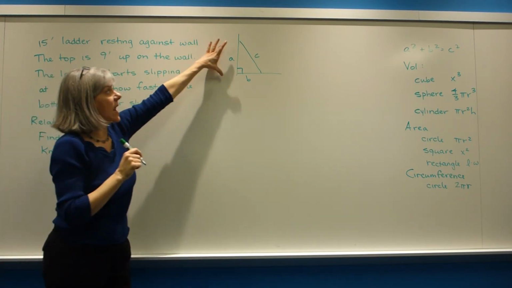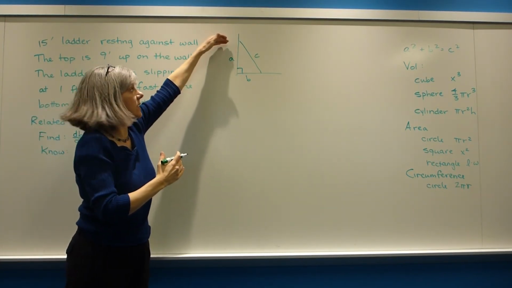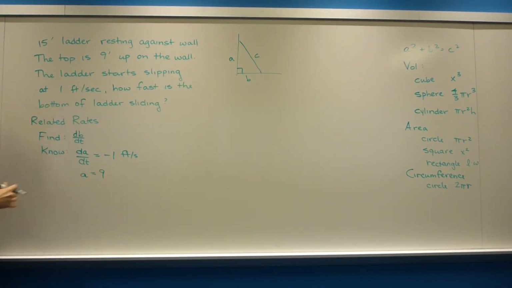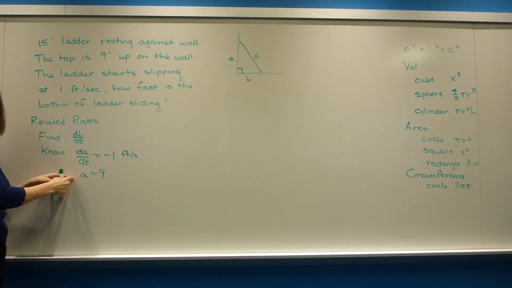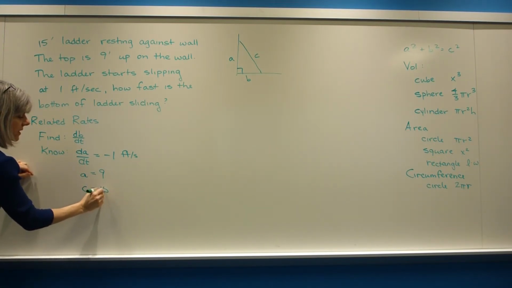But right here, A, the ladder's not 9 feet tall, but it's up on the wall. The top is 9 feet in the air. So I know that at the point of interest, remember, because the rates are going to be different depending on where you are. So once I'm at A equals 9, that's the point of interest. What else do I know? C equals 15, because I know it's a 15-foot ladder.